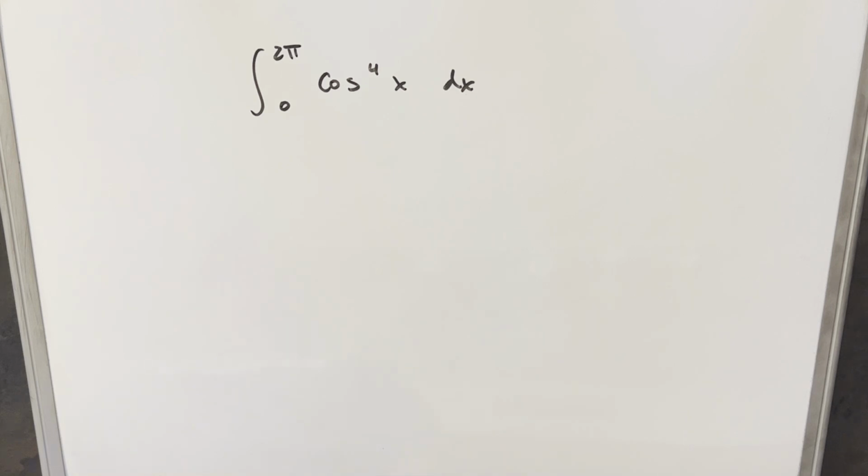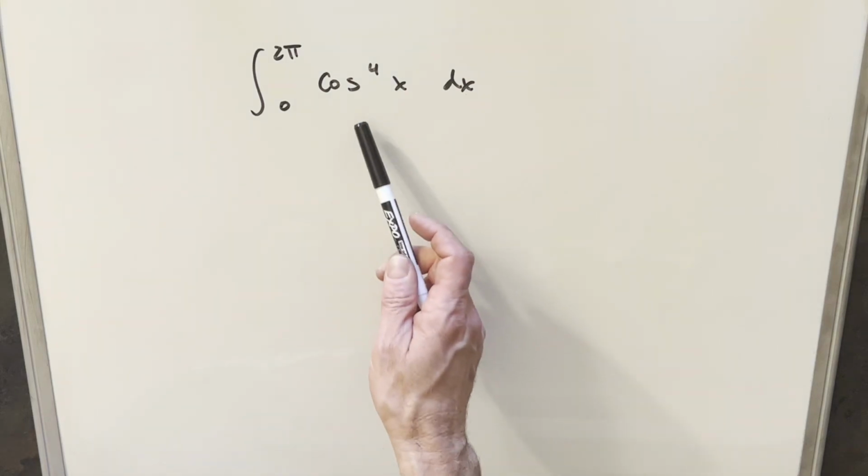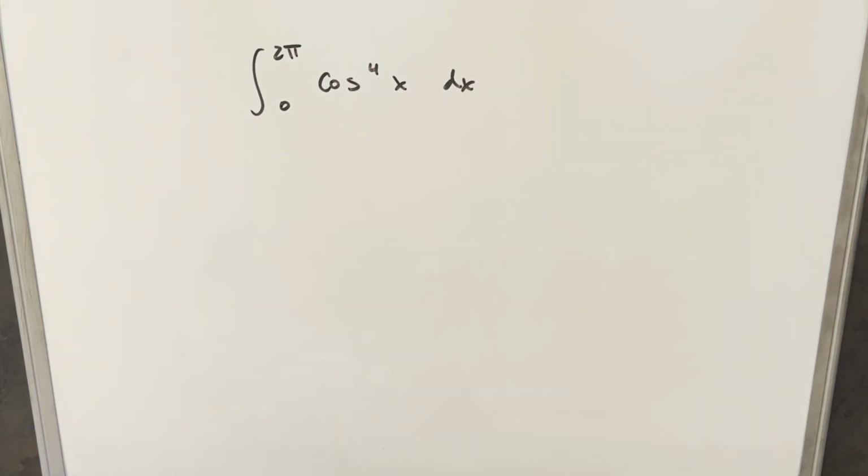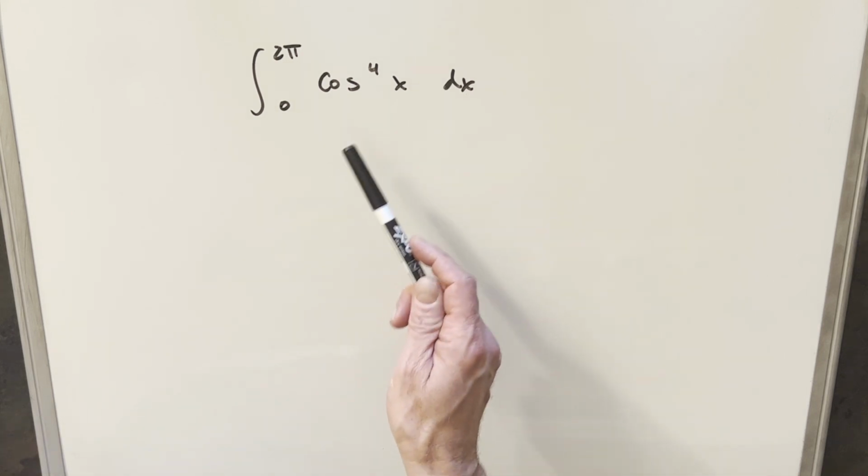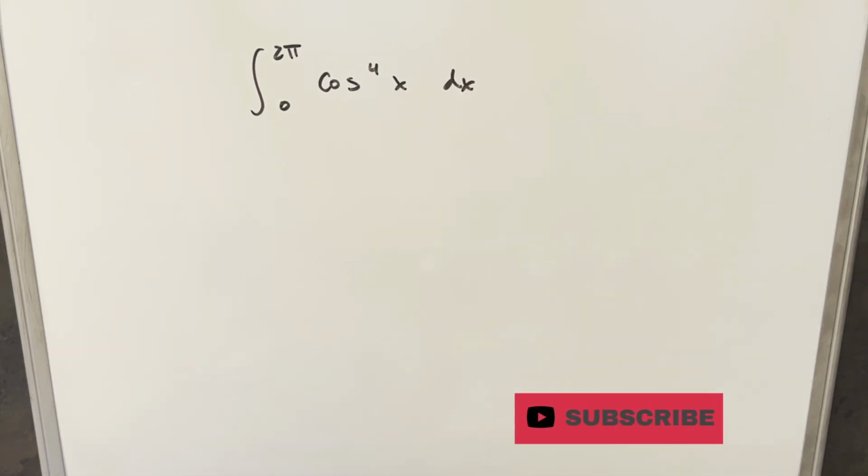Okay, we have here another integral on the board. I've got the integral from 0 to 2 pi of cosine to the fourth x dx. Recently I did a really similar problem, cosine cubed x. The reason I'm doing this is that now with the fourth power, this is an even exponent. The other one was an odd exponent, and that's going to make a pretty big difference.